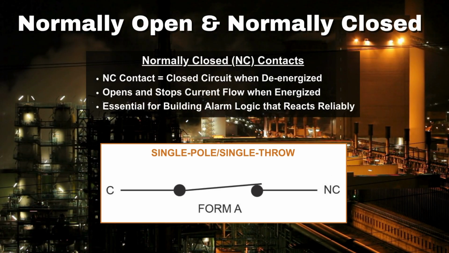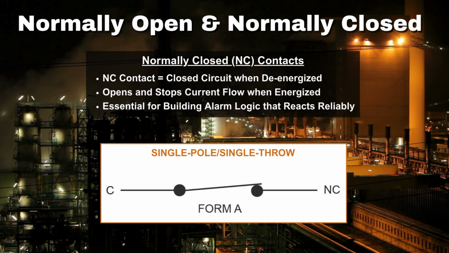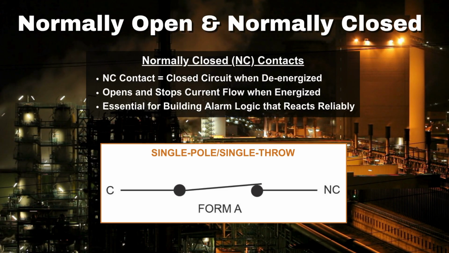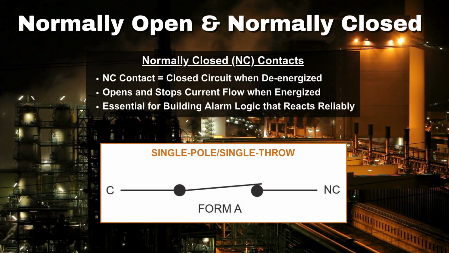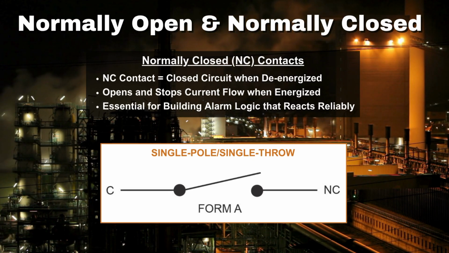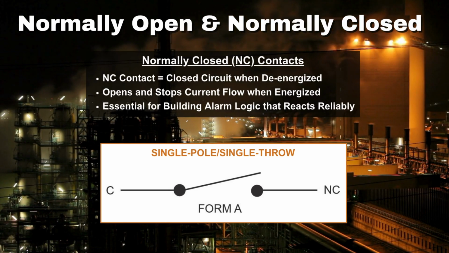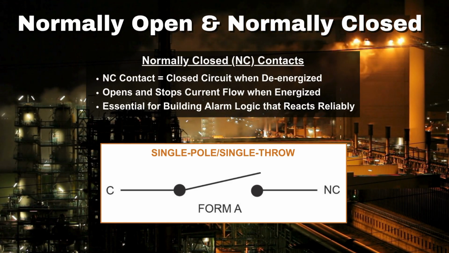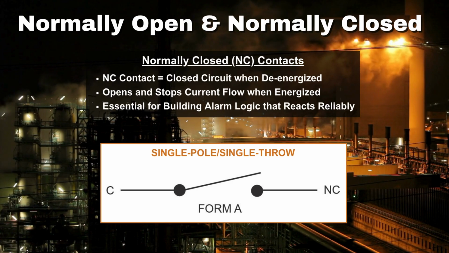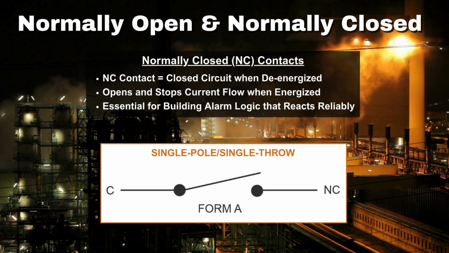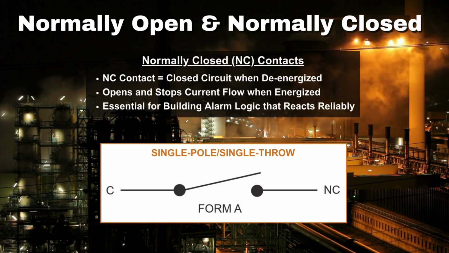A normally closed contact behaves in the opposite way. When de-energized, it forms a closed circuit with the common terminal, so current flows. But once the relay is energized, the circuit opens and current stops. Understanding how these contacts behave is key to designing alarm logic that responds exactly how you need, whether you want something to turn on, shut off, or simply alert when conditions change.